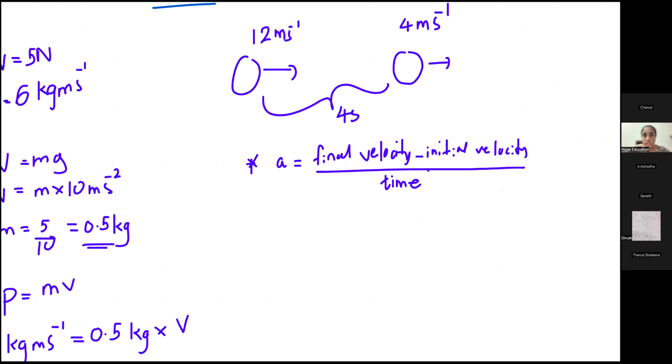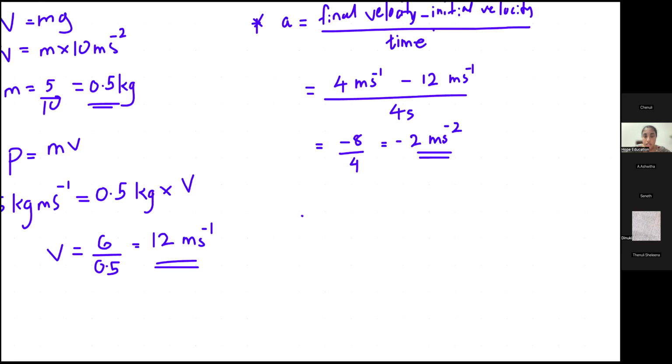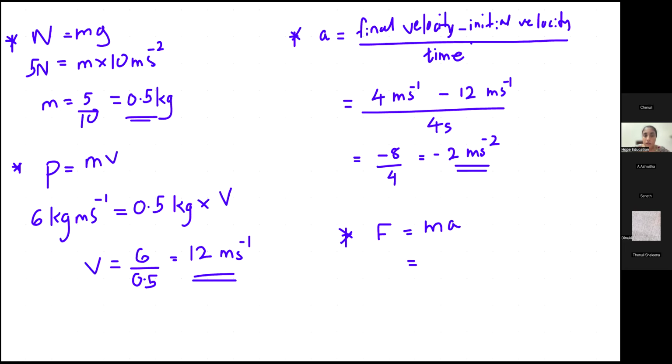So final velocity is 4 ms^-1. Initial velocity is 12 ms^-1. Time is 4 seconds. So 4 minus 12 means minus 8, divided by 4. We get the acceleration as minus 2 ms^-2. Then comes our force. We can write force using F equals ma. Mass of the object we found here is 0.5 kilograms.